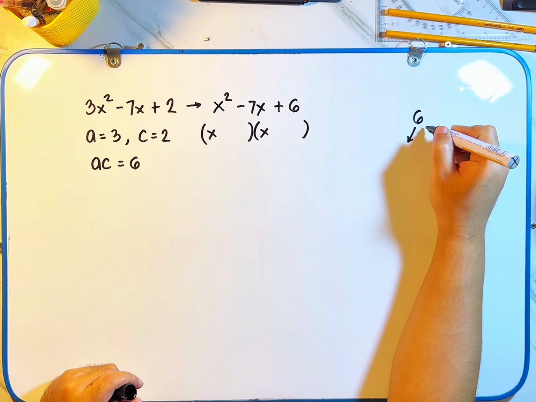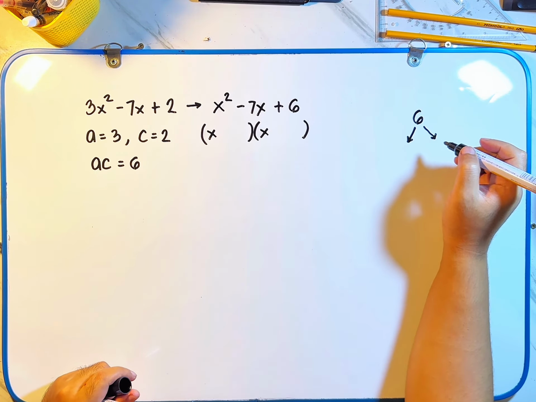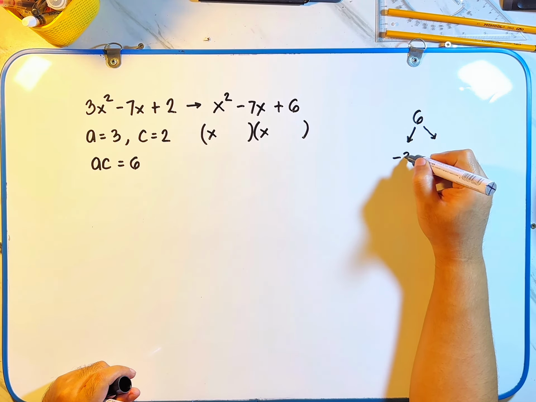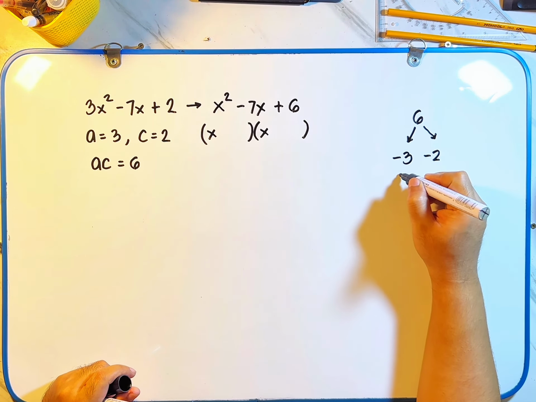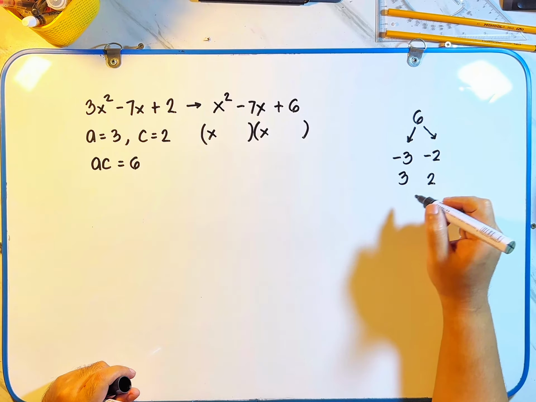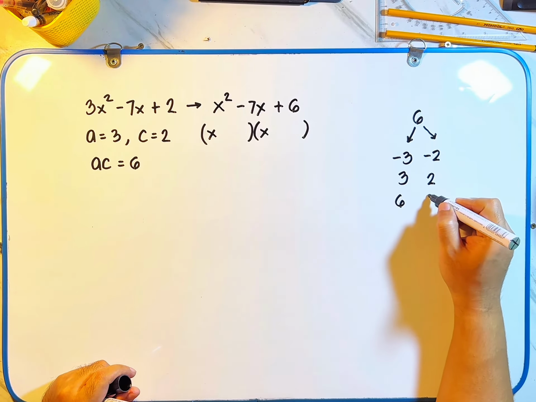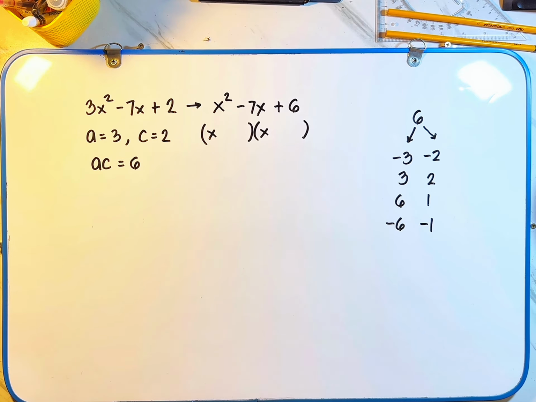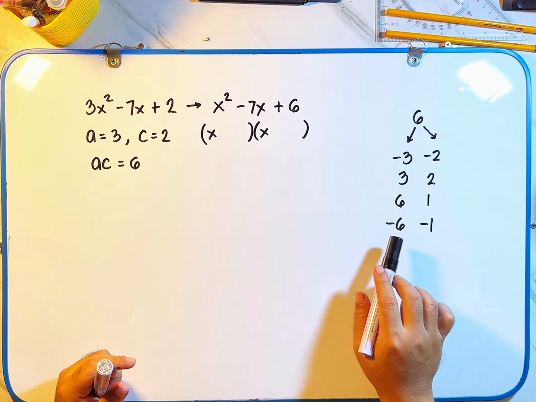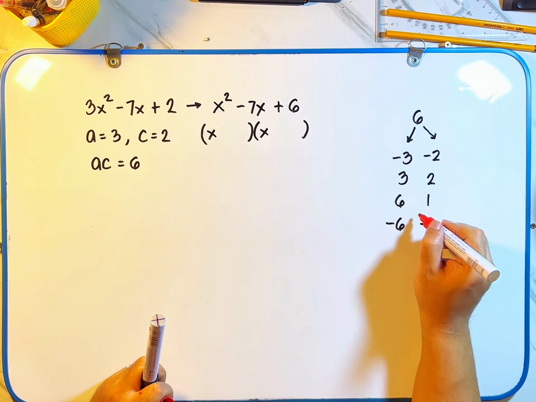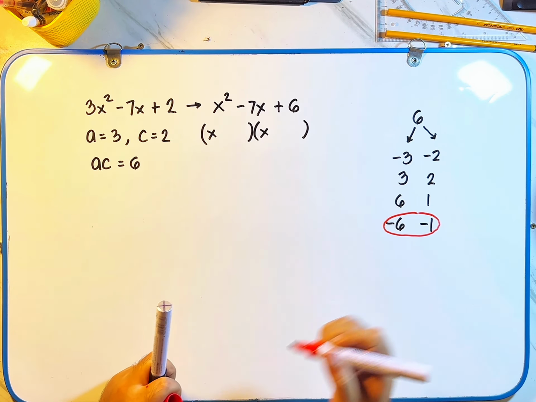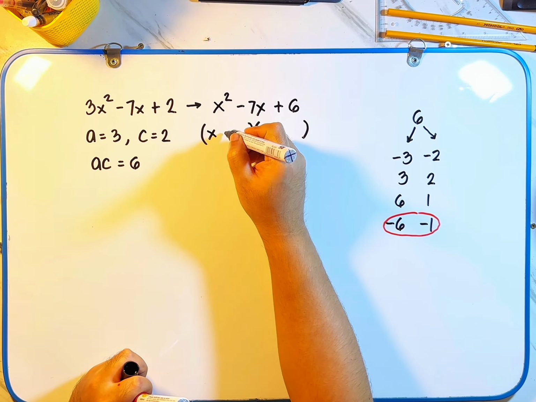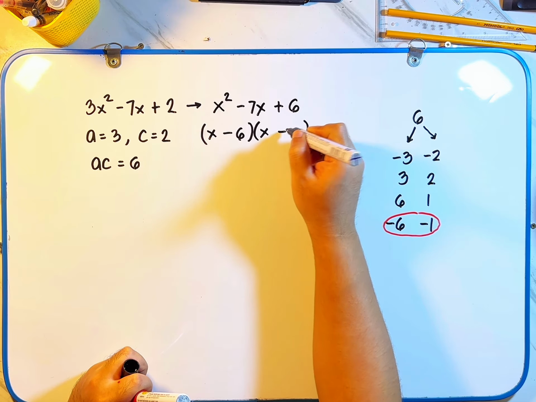Let us write down all the factors of 6. We have negative 3 times negative 2, 3 times 2, 6 times 1, negative 6 times negative 1. The factor pair that has a sum of negative 7 is negative 6, negative 1. Therefore, we will write here minus 6, minus 1.